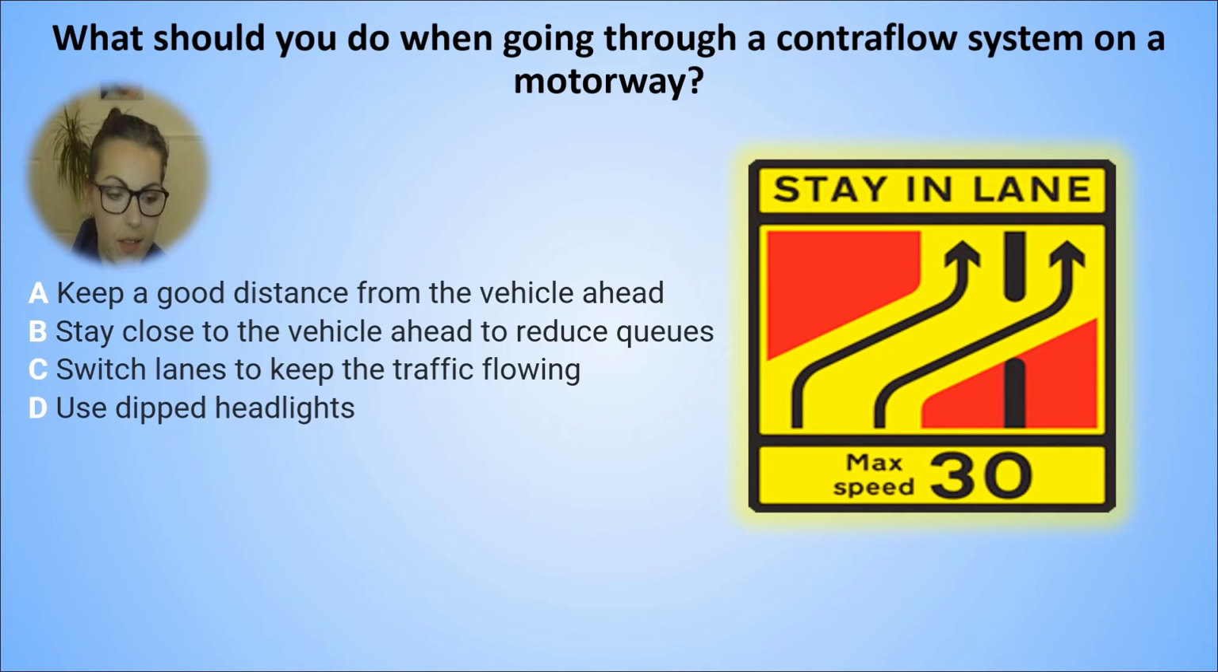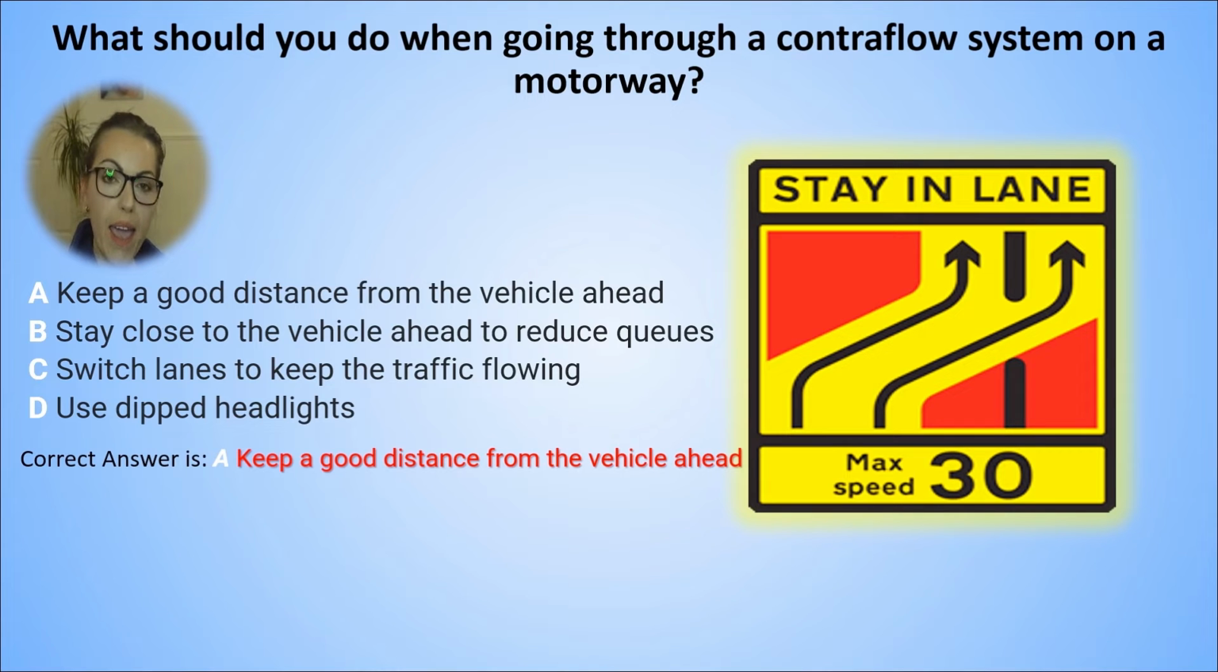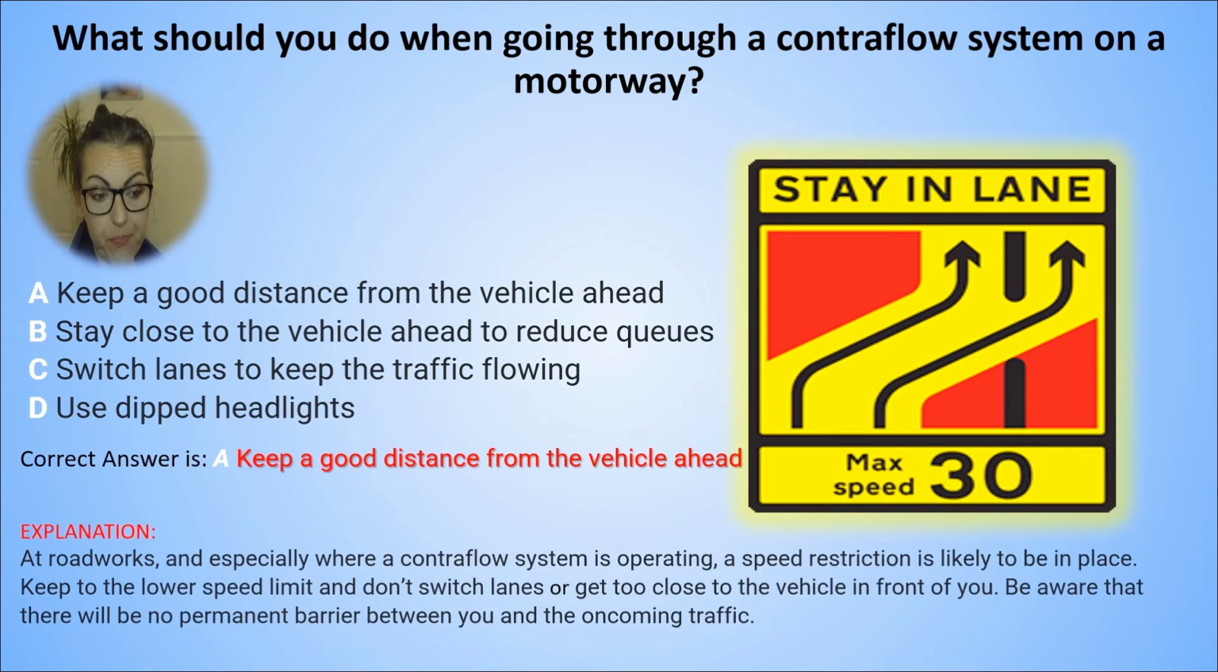And the correct answer is A. Keep a good distance from the vehicle ahead. Explanation. At roadworks, and especially where a contraflow system is operating, a speed restriction is likely to be in place. Keep to the lower speed limit and don't switch lanes or get too close to the vehicle in front of you. Be aware that there will be no permanent barrier between you and the oncoming traffic.